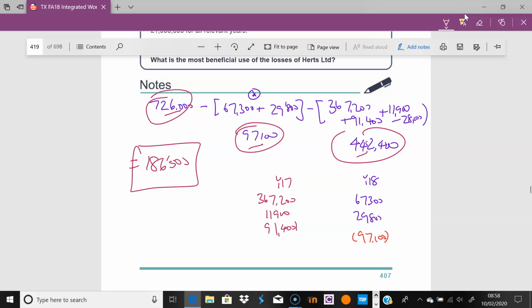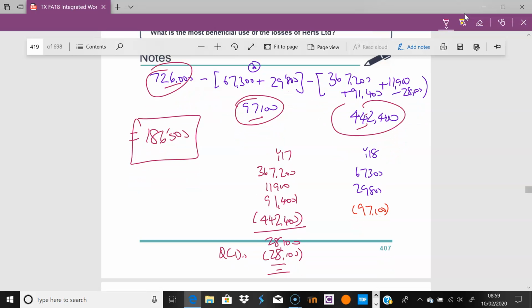So, what can I now use in my year? Well, I'll use that, and I'll use the balance of 442,400, which leaves me with 28,100, and that allows me to wipe out my QCDs of 28,100. So really what's happened here is I've planned it such that I've given 186,500, and I therefore now have just the right amounts to enable me to use all my reliefs in that year.